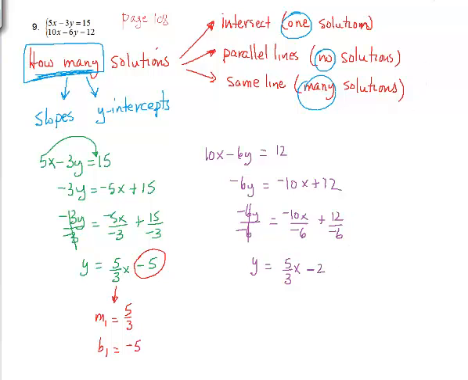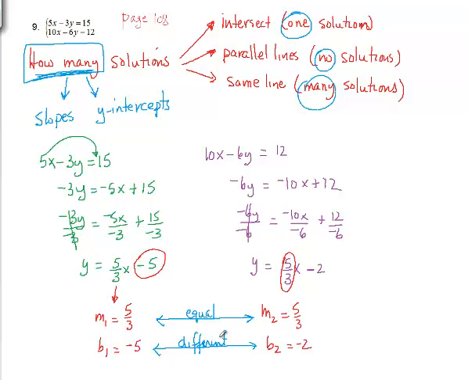And then again, you examine the slope of this. So our second slope is 5/3. Our second y-intercept is negative 2. Let's compare these now. If I compare the slopes, what do you notice? The slopes are equal, same slope, 5/3. If I compare the y-intercepts, they are different.